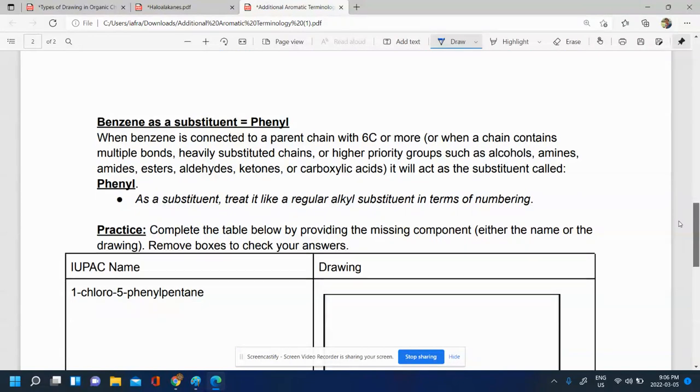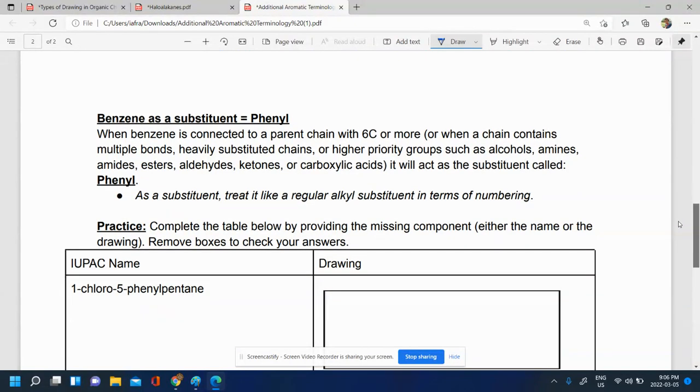Next, we're going to take a look at what happens when benzene is not the parent chain, but instead is a substituent. So if benzene is connected to a parent chain that has 6 carbons or more, or if you have a chain that has double bonds, or that's heavily substituted, or that has higher priority groups like alcohols, amines, amides, esters, anything in the priority list that we've seen, if there's a parent chain that has higher priority things, then generally your benzene will no longer be your parent chain and will become one of these substituents.